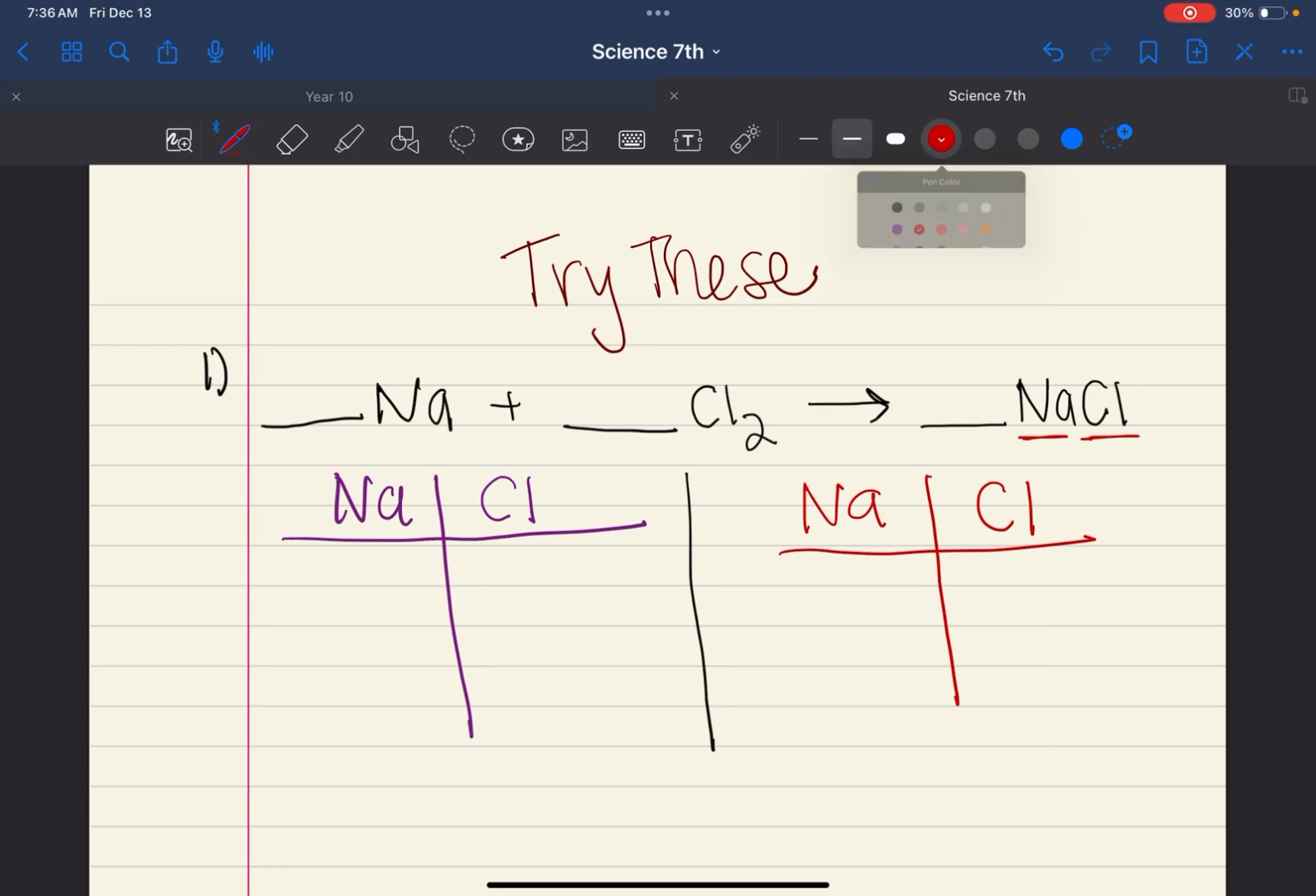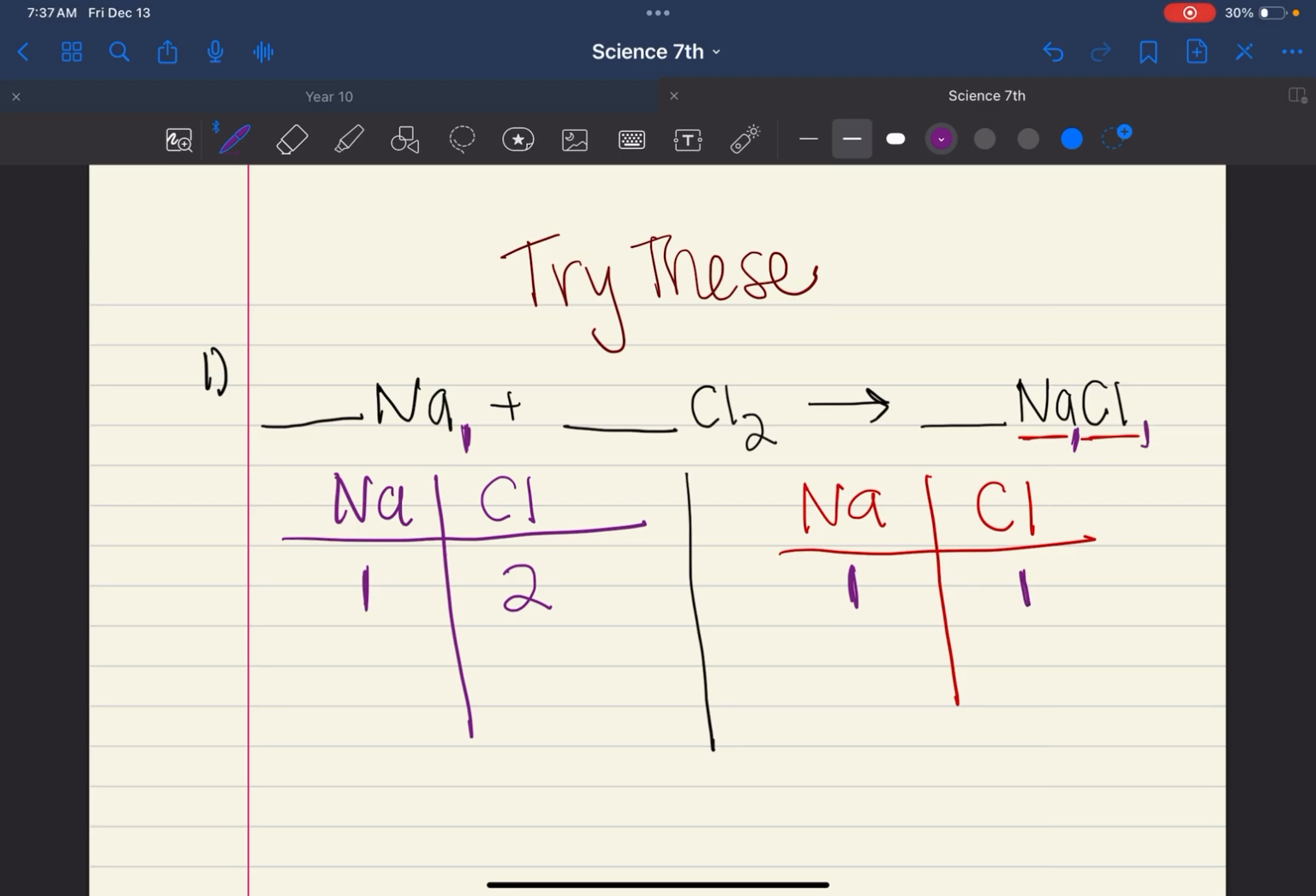Remember, just because you don't see a number next to your molecule, it doesn't mean it's not there. So for Na, how many molecules of Na do we have on this side? 1. If you said 1, you're correct. What about chlorine? How many Cl's do we have? 2. All right, let's move on. On the next side, how many Nas do we have? Again, if you don't see it, doesn't mean it's not there. It's 1. And chlorine, 1.